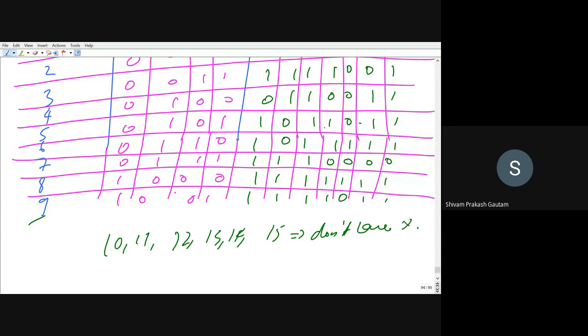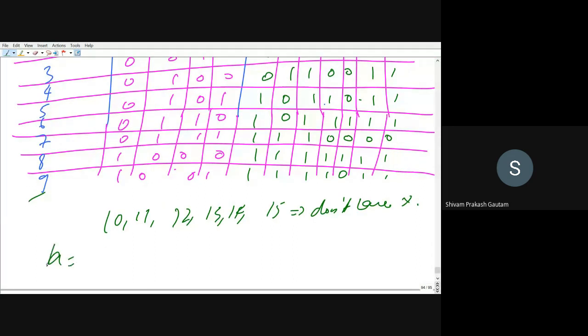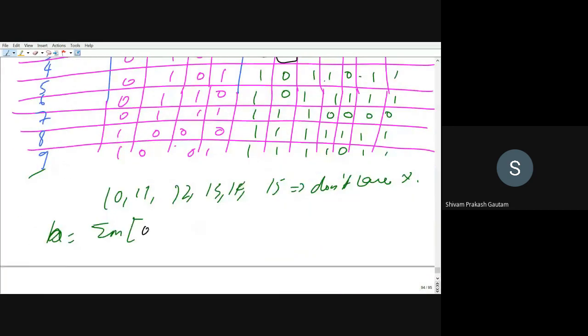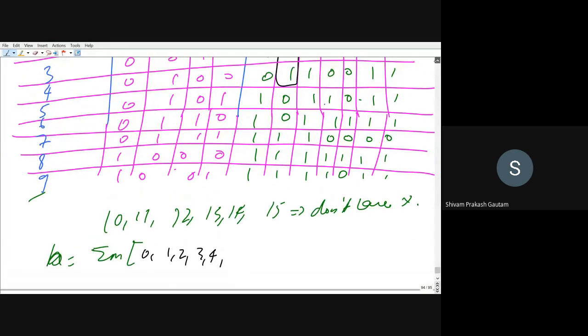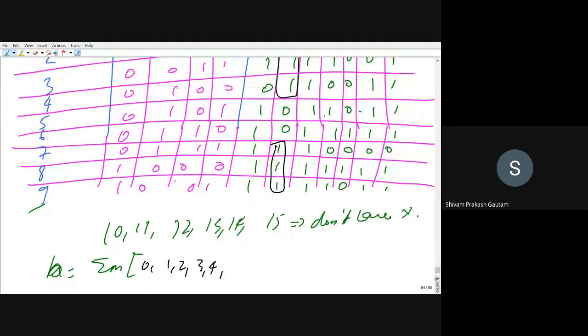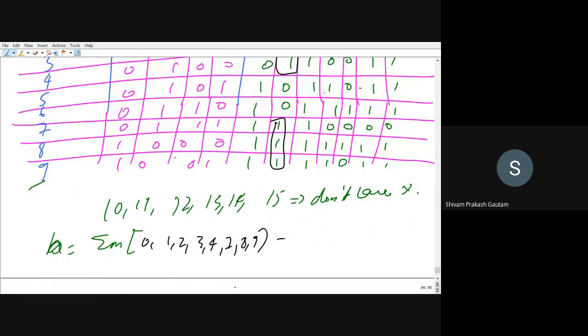That is cross, right? Now for B, let's say if you want to write our minterms. Just see what are the minterms for B. These are the minterms for B. That is 0, 1, 2, 3, and 4. And then 7, 8, and 9. Plus don't cares are there: 10, 11, 12, 13, 14, 15.